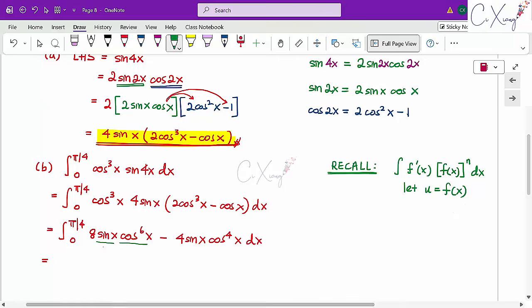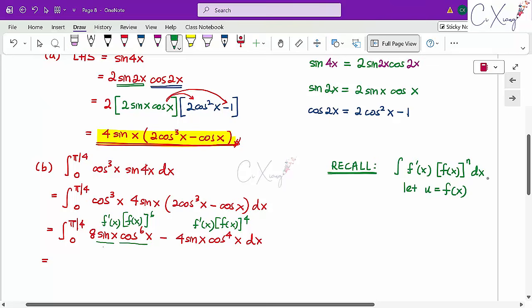Like for our example here, I'm having sine x and also cos power 6. Cos power 6 is having a power, so this is like my fx power 6. Then the sine x is basically the f prime x, because when you differentiate cos, you get negative sine. Same thing happens for this one: you are having fx power 4, and then you're having f prime x here.